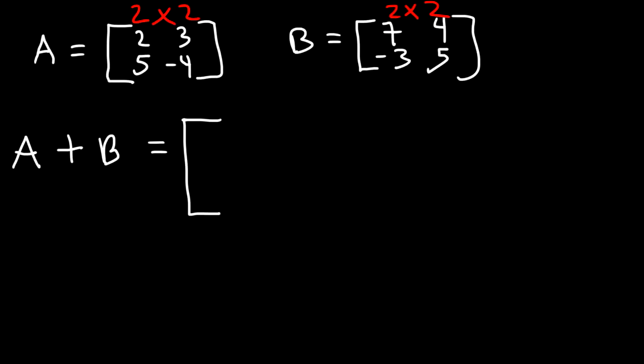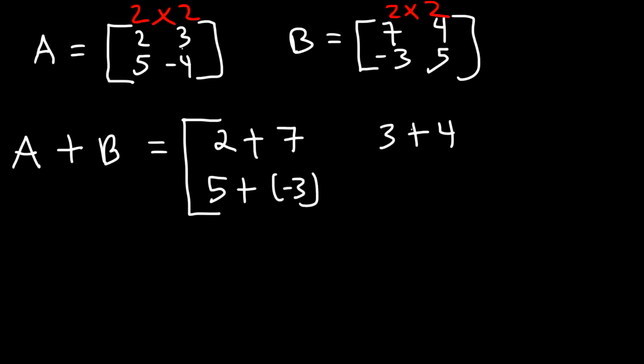So the first element, the one in the first row, first column, we need to add it with element B11 in the first row and the first column. They have to match. So this is going to be 2 plus 7. And then we need to add these two. So in the first row, second column, is going to be 3 plus 4. And then we're going to add those two numbers. So that's going to be 5 plus -3. And these two numbers, which are in the second row, second column, the result will remain in that position, second row, second column.